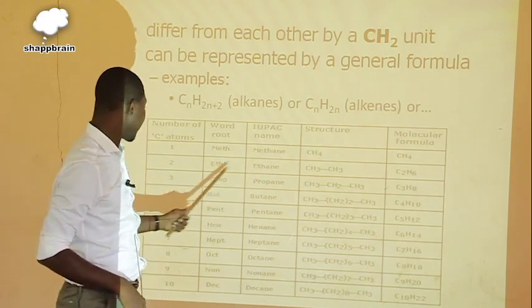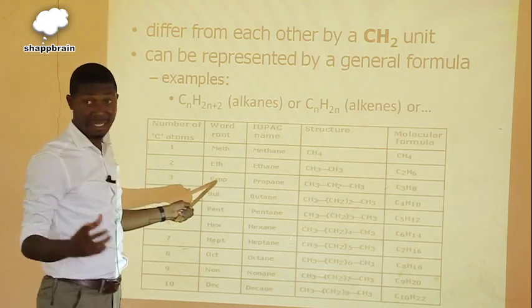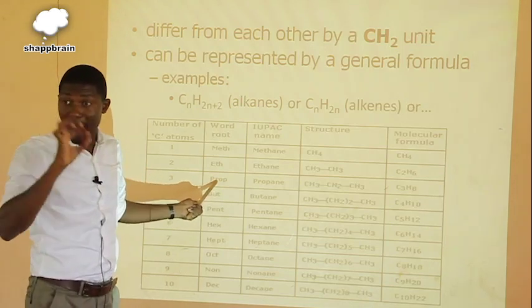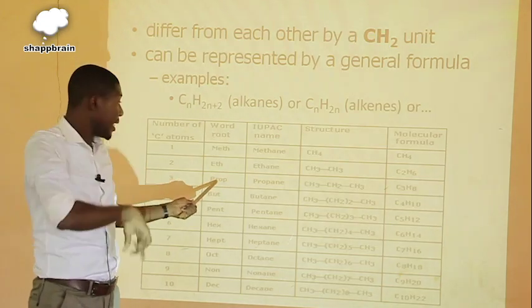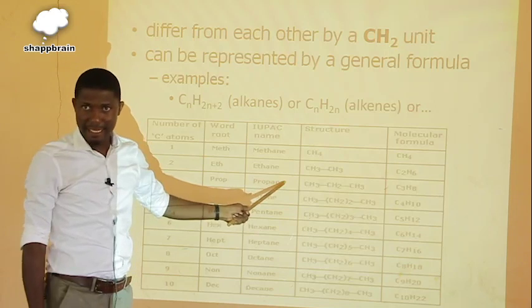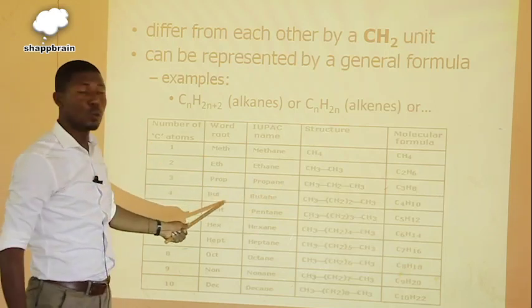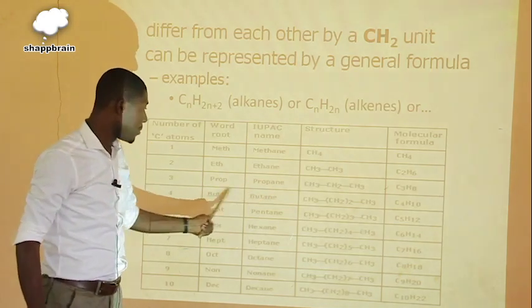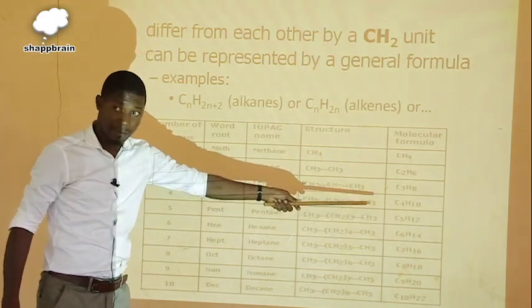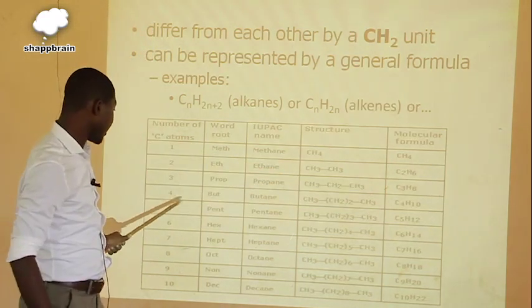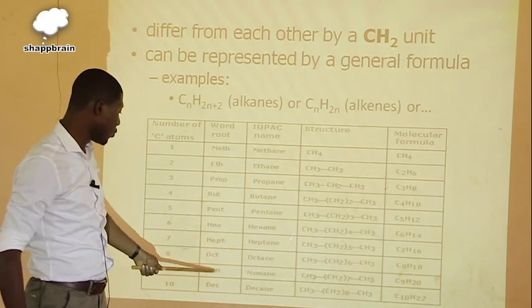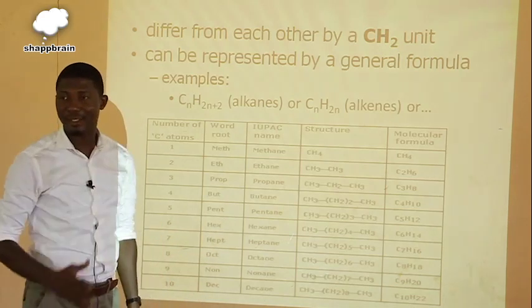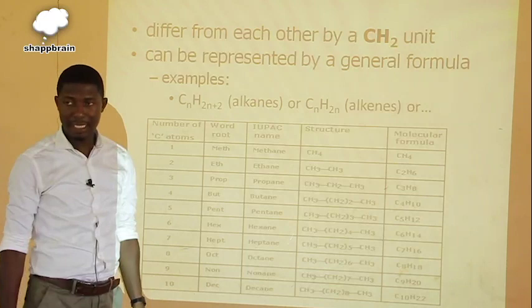So the second member is ethane. Then the third member, if its carbons are 3, prop. Then the usual family name, ane, will be added, and that becomes propane. Fourth one, but. Then you add the family name, ane, butane. Then pentane, hexane, heptane, octane, nonane, and then decane. In that order.